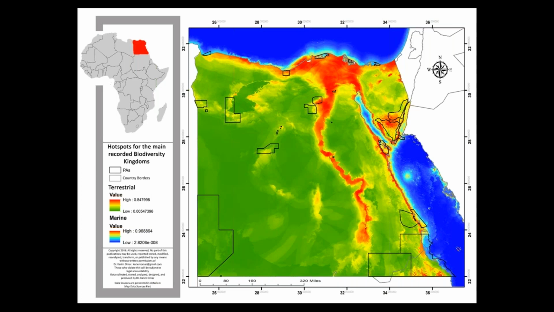So if we assess the biodiversity in the protected areas that have been declared until now, most of them are not effective for conservation of the biodiversity hotspots. But some protected areas were also declared for geological importance and other reasons. Next slide, please.